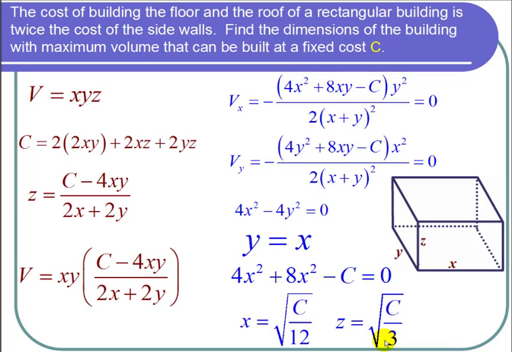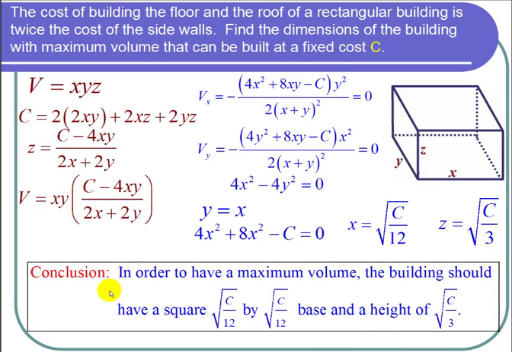So now I'm ready to state my conclusion. I can conclude that in order to have a maximum volume, the building should have a square root C over 12 by root C over 12 base and a height of root C over 3. And I'm done with the problem.